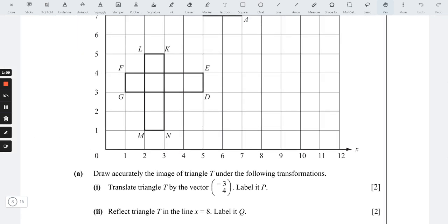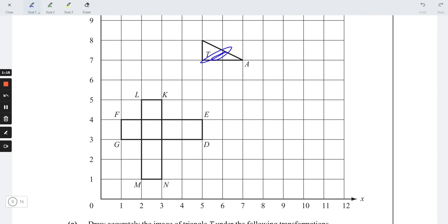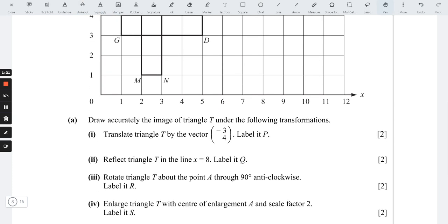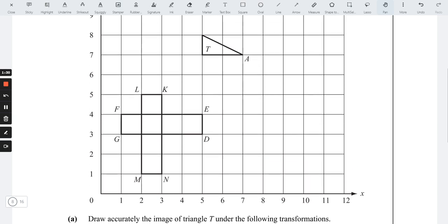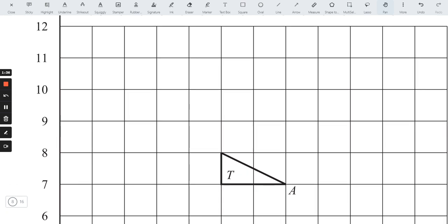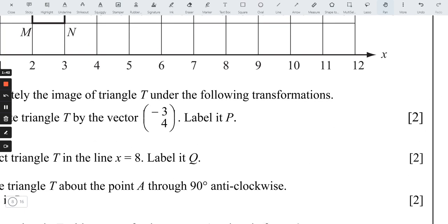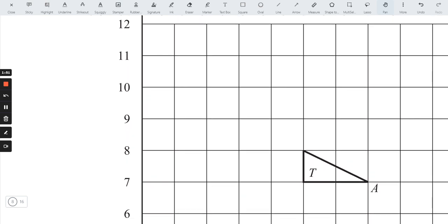So we are going to work with triangle T, this triangle T here, and we have to do some translation. Translate triangle T by the vector -3 and 4, label it P. Translation by the vector -3 and 4 means going left 3 steps, going up 4 steps. The first component is x, the second component is y. So -3 means 3 left from each vertex and go up 4 steps from each vertex.